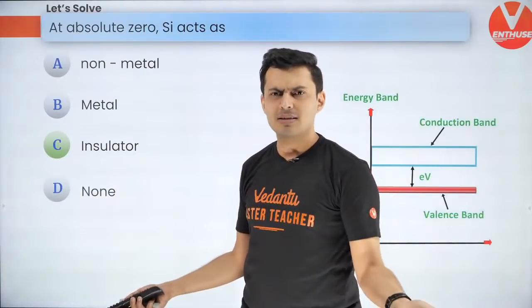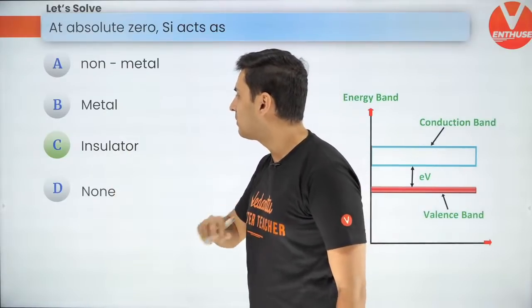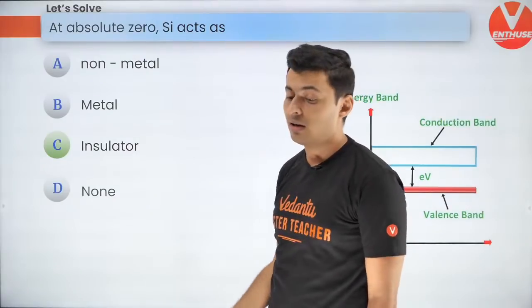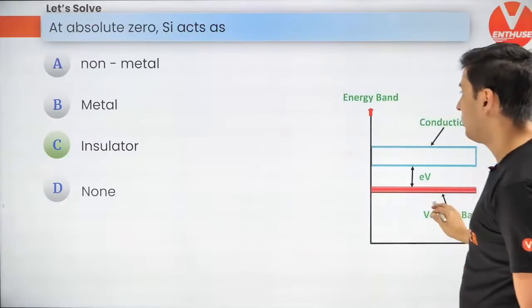They think, oh, silicon is a semiconductor, so it should be none of these, or it should not be an insulator or something like that. That's wrong. Okay, very good. Cool. Next question coming up on your screen.